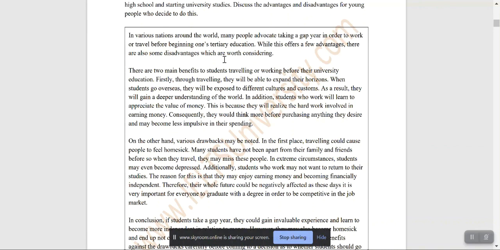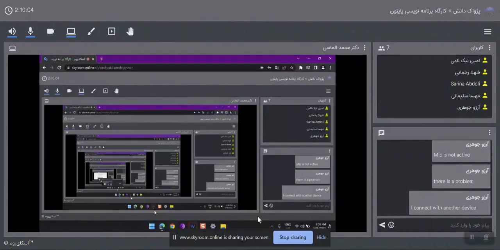There are 2 main benefits of a student traveling or working. No one wants to read it. Okay, I will read it. No matter.